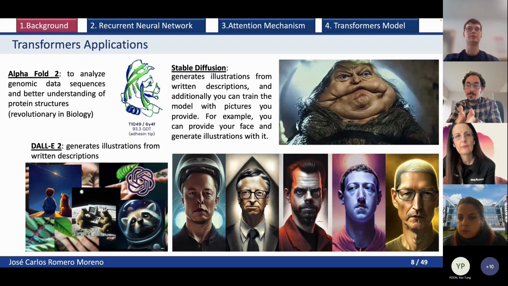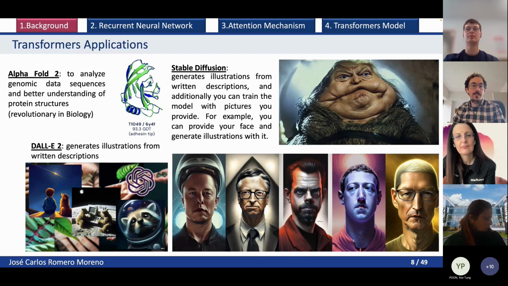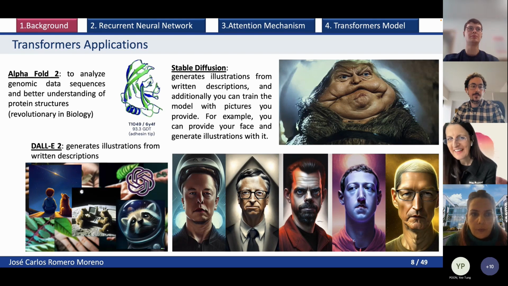So that's why I wanted to do this kind of presentation, to encourage non-technical researchers, okay, it's important for you to know these things, to know these tools. Okay. Thanks a lot. Thanks, José.